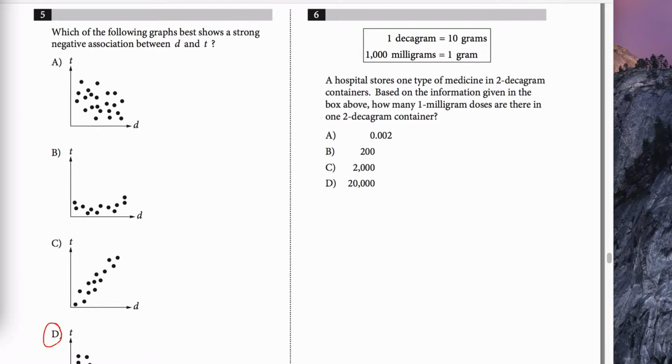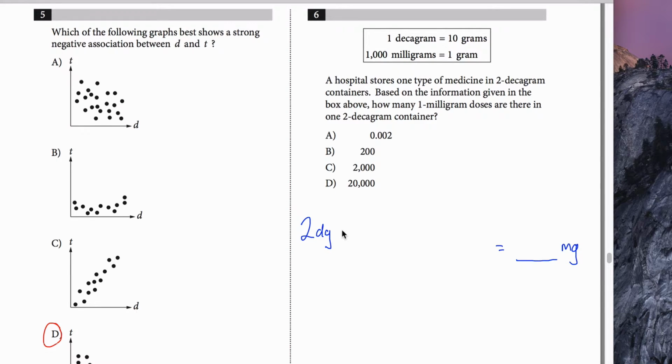Number 6. Number 6 says, a hospital stores one type of medicine in 2 decagram containers. Based on the information given in the box above, how many 1 milligram doses are there in one 2 decagram container? So the way I like to write these, and this might be a bit overkill, but you have 2 decagrams. Maybe I'll write it as 2 dg. And what I want to do is express this answer in milligrams. So I want question mark milligrams. I'm going to fill this in right here.